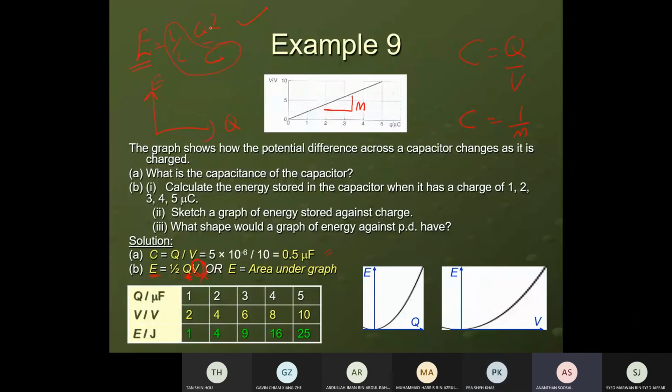So if you use E equals half Q squared over C, E is proportional to Q squared, so what is the graph going to look like? It is going to look like a quadratic as shown here. E versus Q is a quadratic graph.